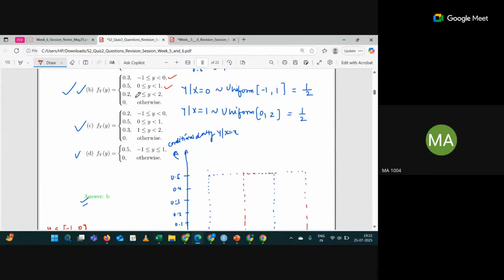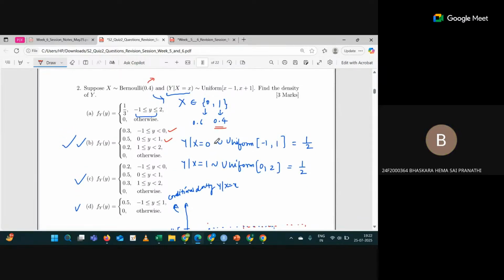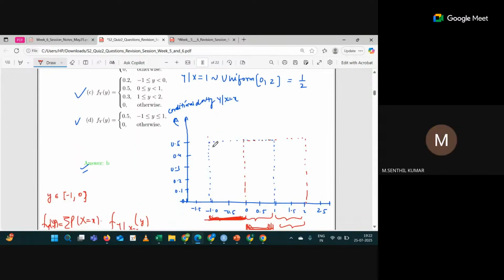Is this clear? Sir, can you please repeat the last part? Yes, go ahead. Why did we get that 0.6? Could you please explain once again, sir? X is Bernoulli, right? X is Bernoulli, so it will take value 1 with probability 0.4, and the remaining part is 0.6. Okay.